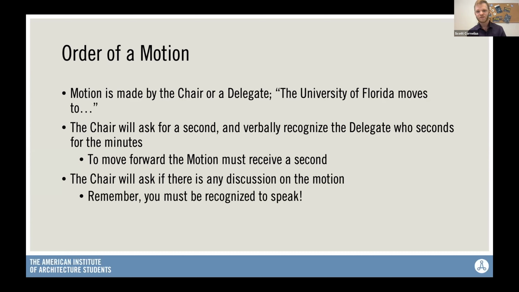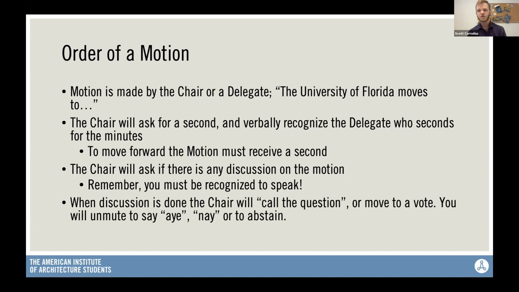And then the chair will ask if there's any discussion on the motion. So first of all, for resolutions and things like that, I will ask for background from the motion maker. And then after that, I will open it to discussion. So you're free to make comments and questions to the motion maker, but you must be recognized to speak.